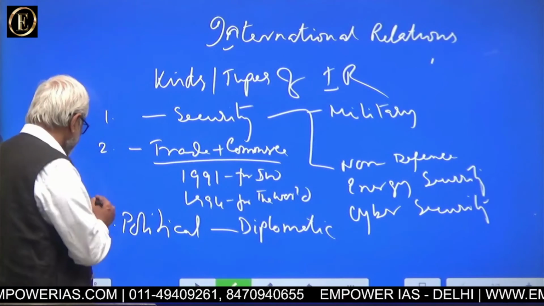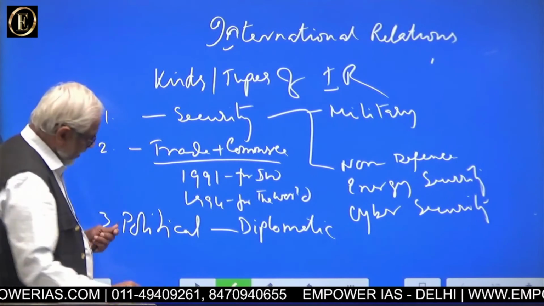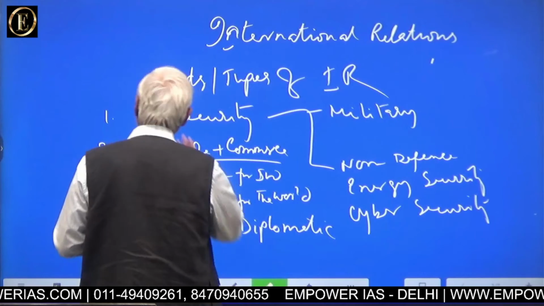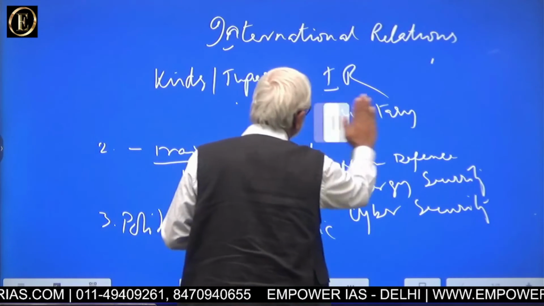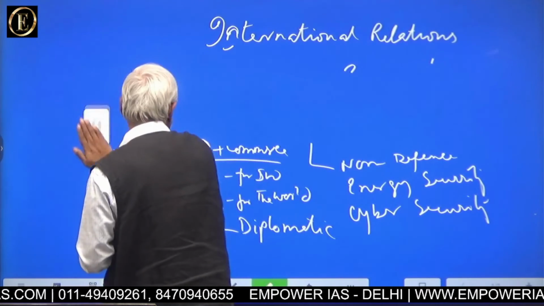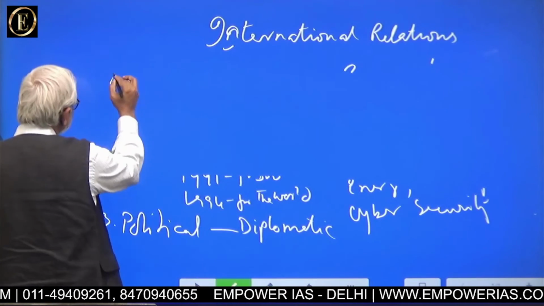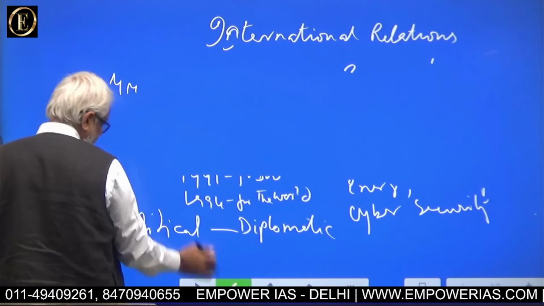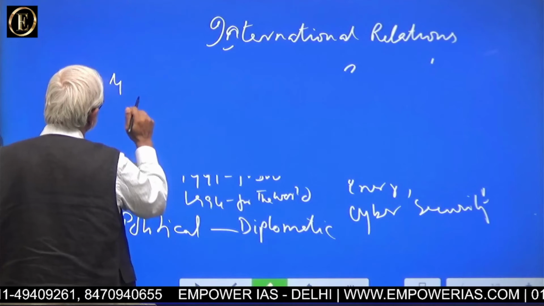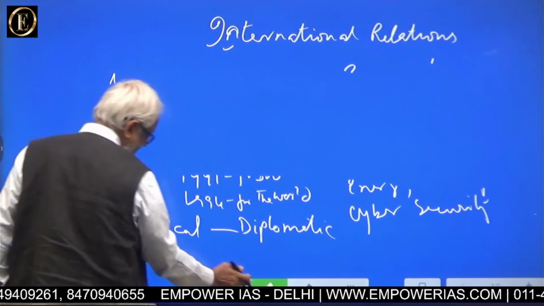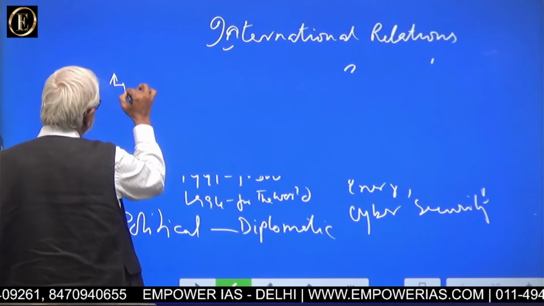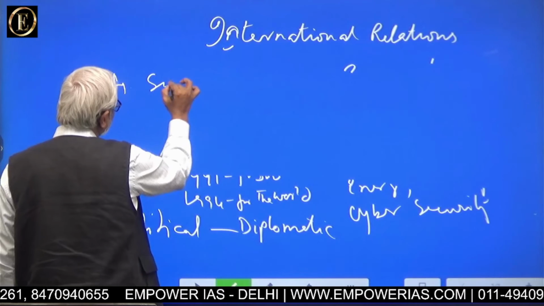Then there are social and cultural. I think I can rub this out now. You have understood it, so this portion can go. I can add 4 here. Four here is called social and cultural.